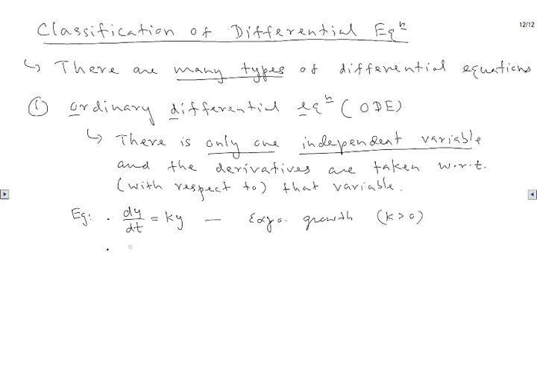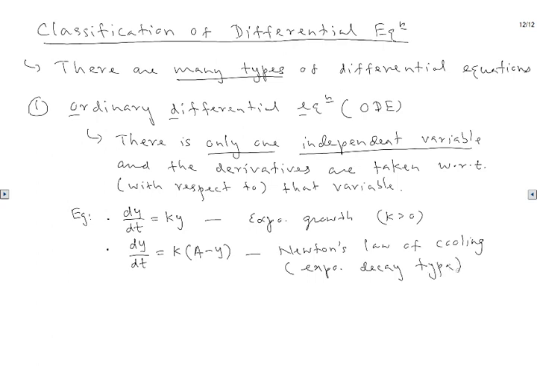And then we have dy/dt = k(a - y). You have seen this in physics. This is Newton's law of cooling. So that's a differential equation, dy/dt = k times (a - y). This is also an exponential decay model, decay type, because there's a shift here, a - y.